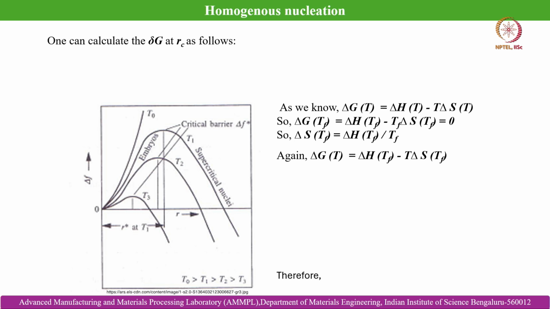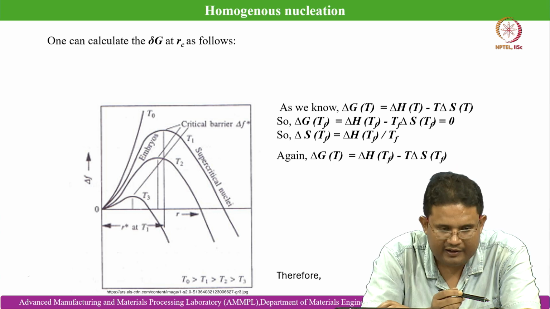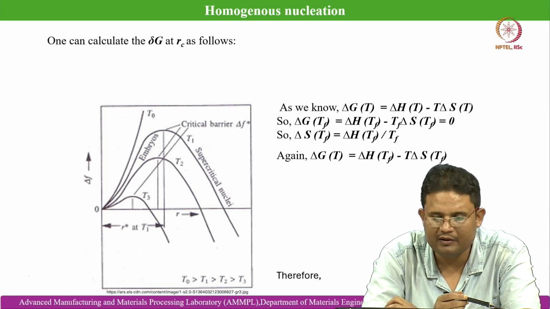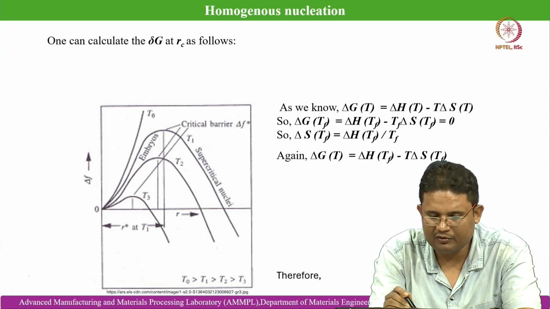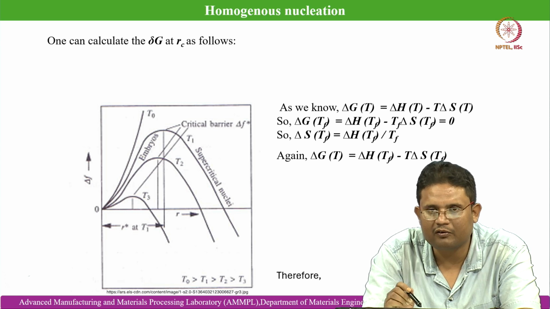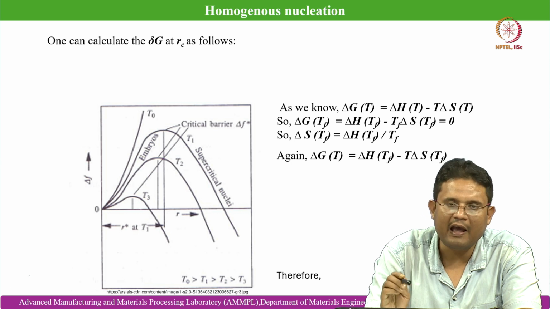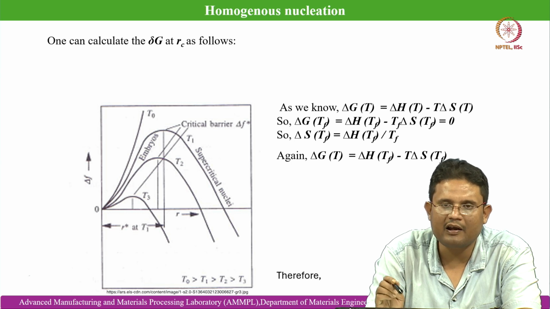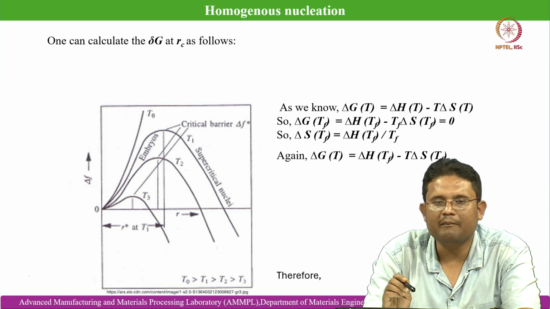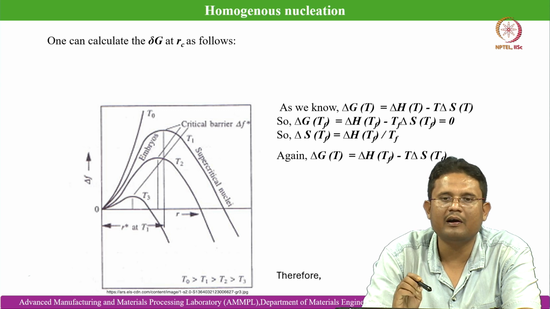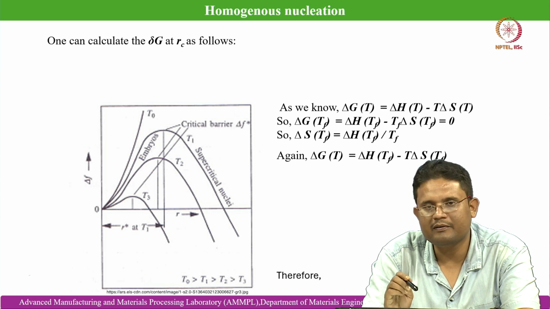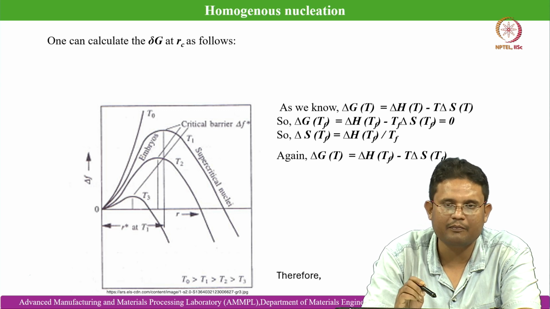So, that means the free energy change at the critical radius of nucleation we can also calculate based on the following expression. This expression we have discussed earlier also. So, delta G is equal to delta H minus T delta S. As we know, delta H and delta S do not change much, because they are the same as the enthalpy and the entropy of fusion.